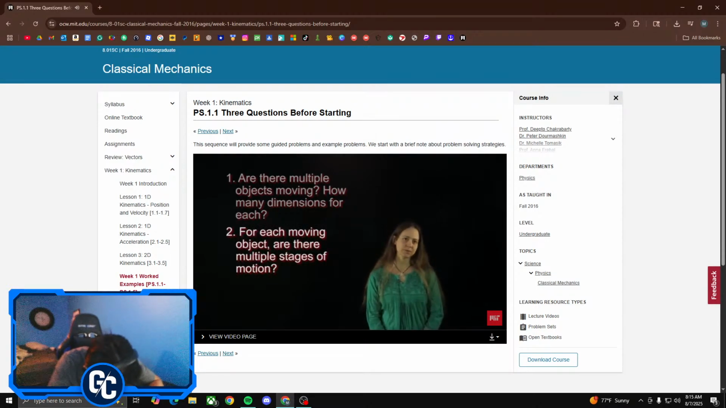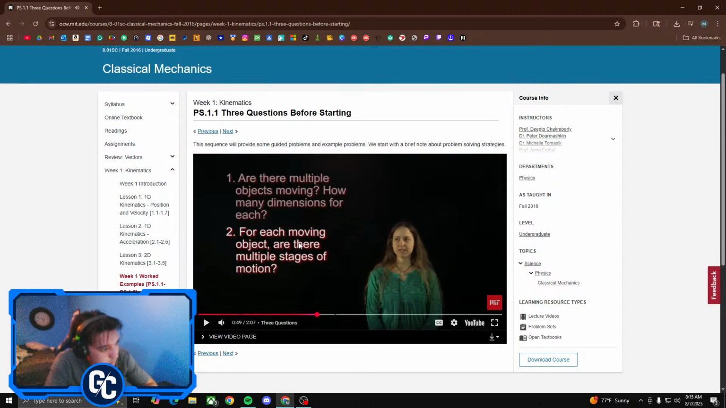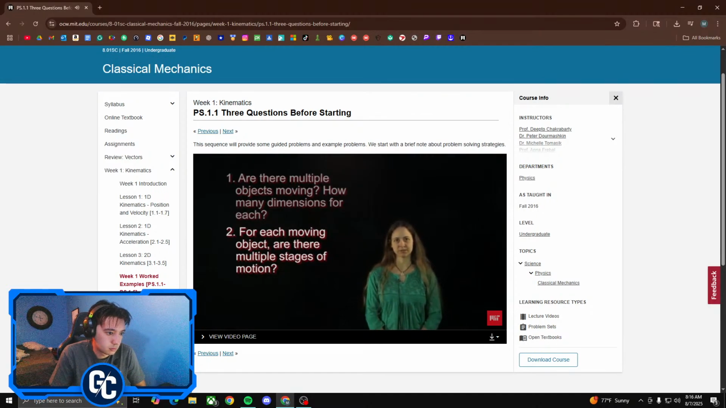The second question that we want to ask ourselves is how many stages of motion does each object have? So for example, if you're told that a bicycle is initially accelerating and then at a certain time it stops accelerating, then you know that the initial acceleration is going to have different equations of motion than the point in time where it now has an acceleration equal to 0.